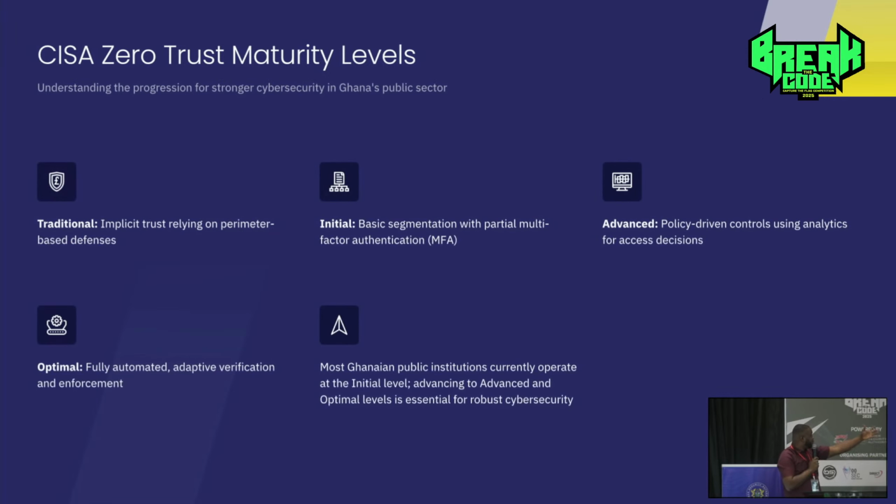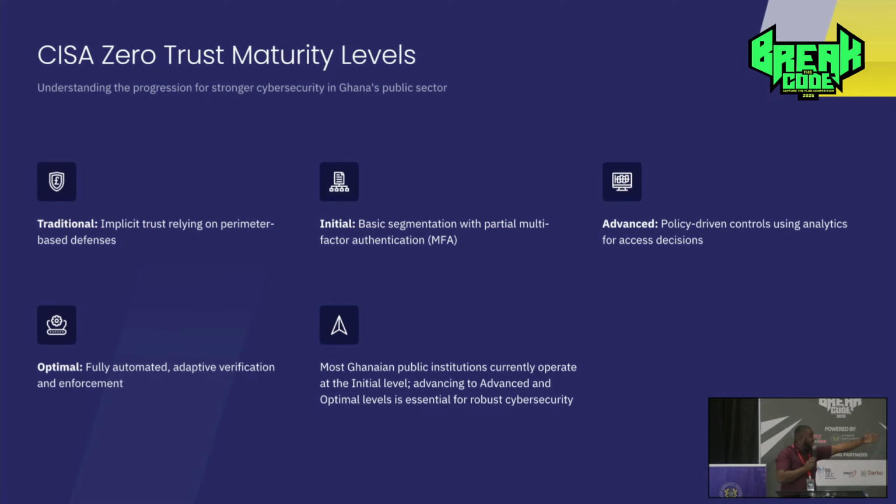Okay, I'll just go through fast. So these are the levels. We have the traditional level, initial level, advanced level, optimal level. But I can say the Ghanaian public sector is at the initial level. At the traditional level, we have the perimeter firewalls. Now, at the initial level, we have basic segmentation and multi-factor authentication and the rest. That's where we are as a country.